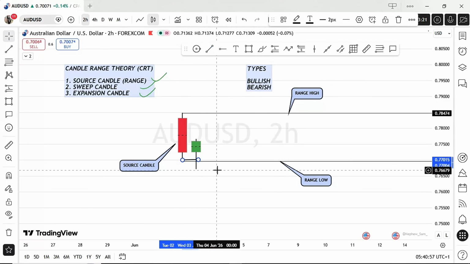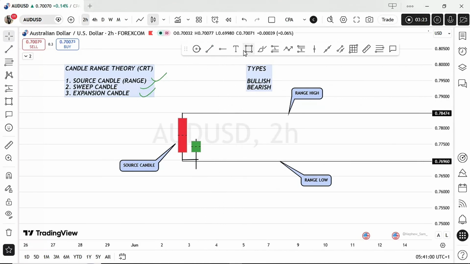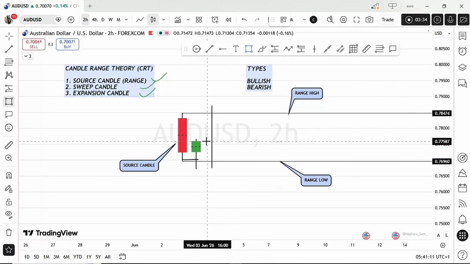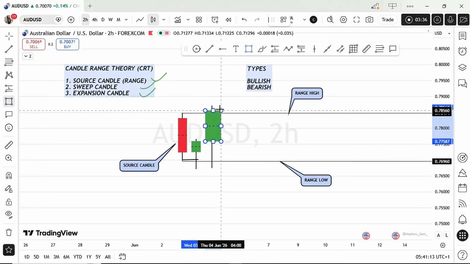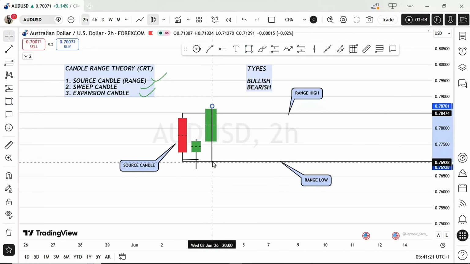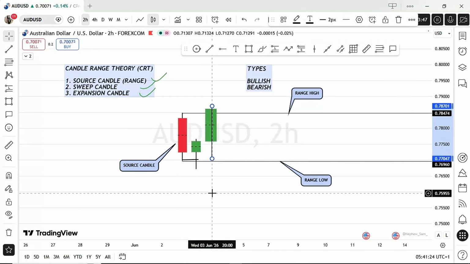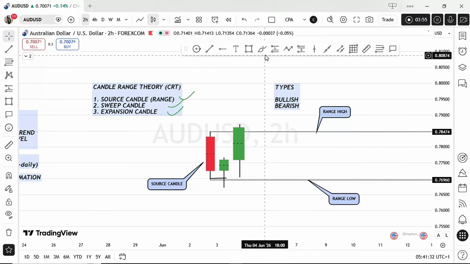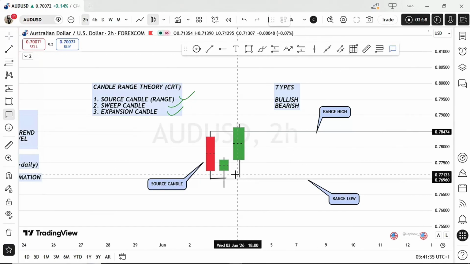You can see, right? Then the third candle formation is called the expansion candle. I'll be dropping a video about candlestick anatomy, then we'll understand why the candle opens this way and closes this way. So this is the third candle. The formation is usually like this. This candle is the sweep candle.